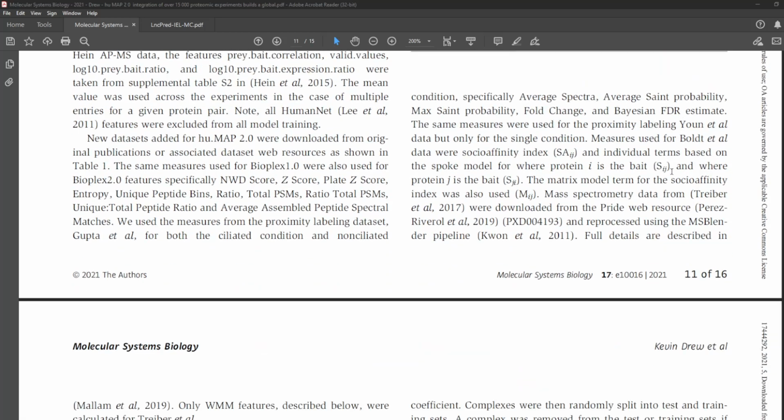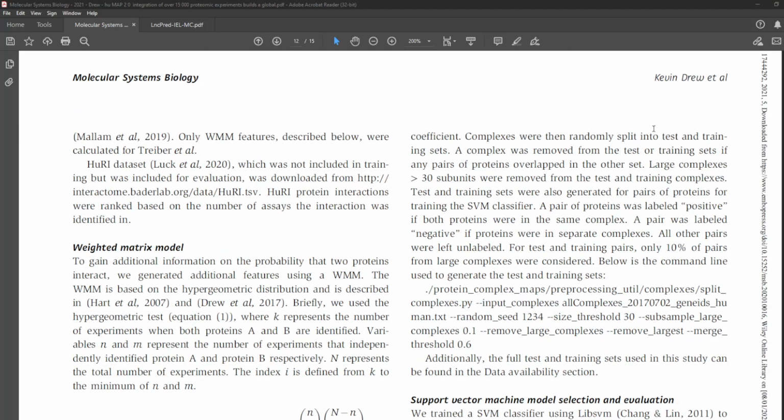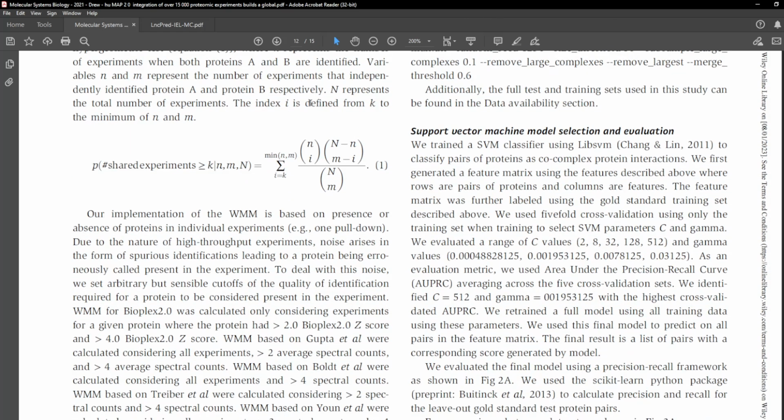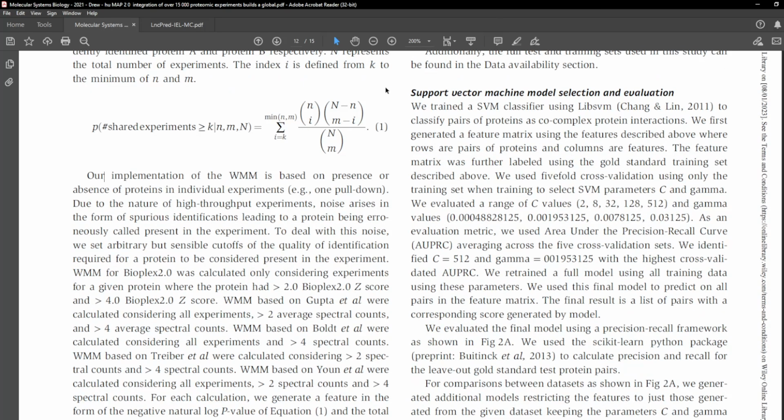Variables N and M represent the number of experiments that independently identified protein A and protein B, respectively. N represents the total number of experiments. The index I is defined from K to the minimum of N and M. P(#shared experiments ≥ K | N, M, N) = sum over I = K to min(N, M). Equation 1. Our implementation of the WMM is based on presence or absence of proteins in individual experiments, for example, one pull-down.